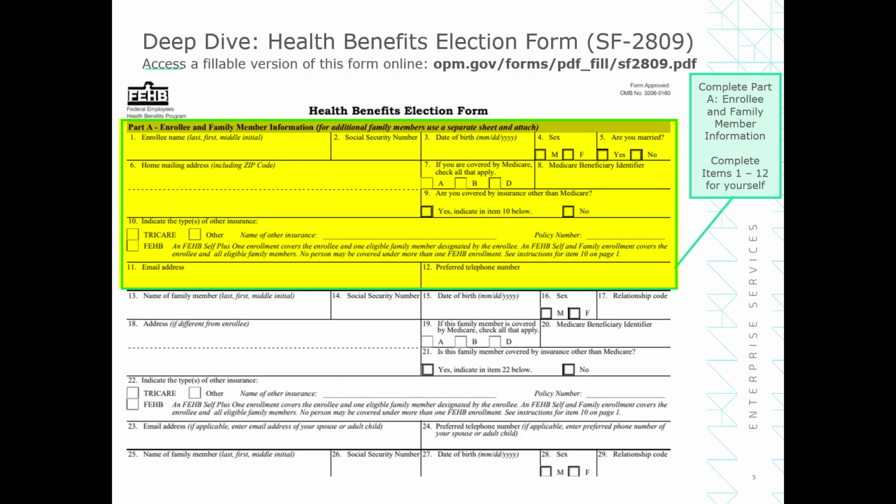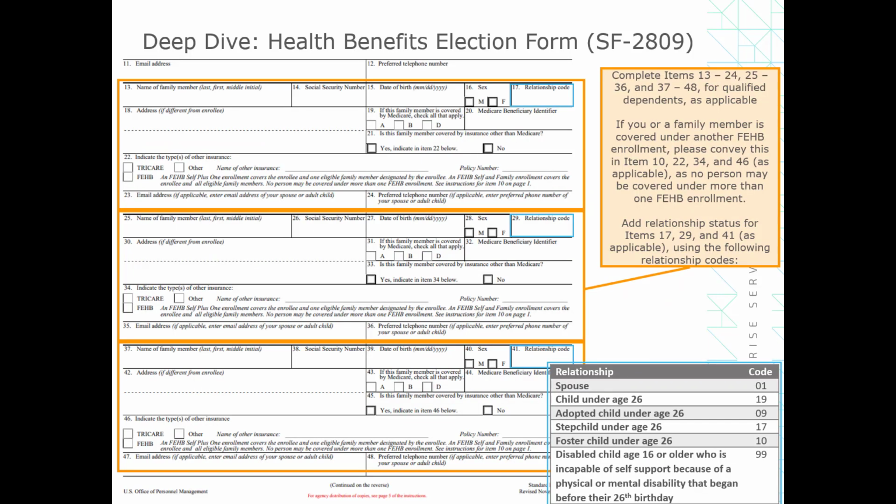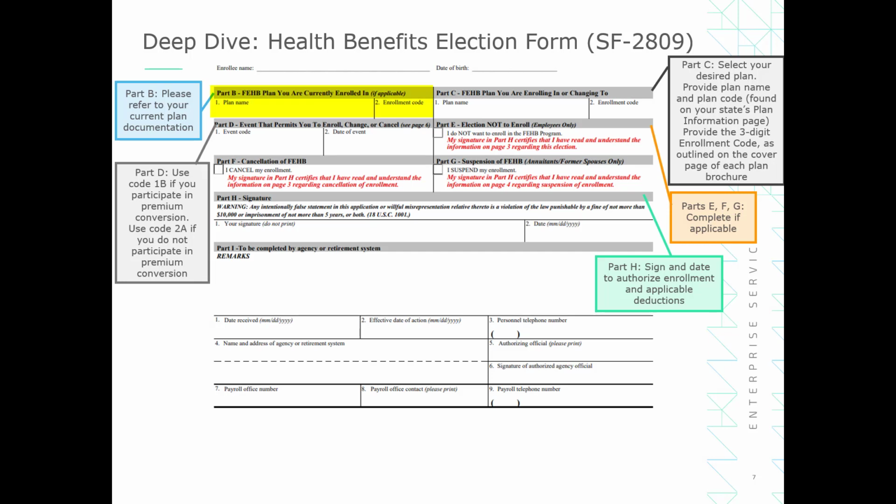The first 12 items of Part A are filled out by you, the employee. You can complete the identical subsequent sections for qualified dependents as applicable. For relationship code on the top right, refer to the relationship code table on the screen. Complete Part B, FEHB plan you are currently enrolled in. Please refer to your current plan documentation.